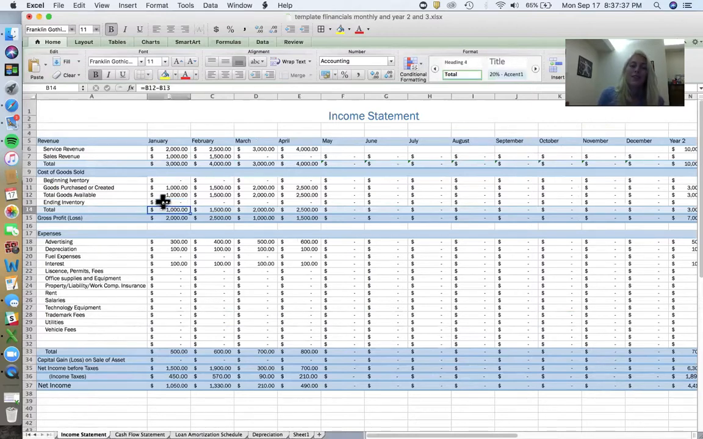Whew. So the total cost of goods sold will be the total goods available, B12, minus B13, ending inventory. That's going to be your total cost of goods sold, okay? Gross profit or loss is equal to the revenue minus the cost of goods sold.